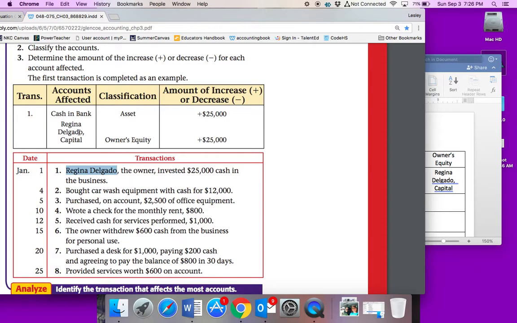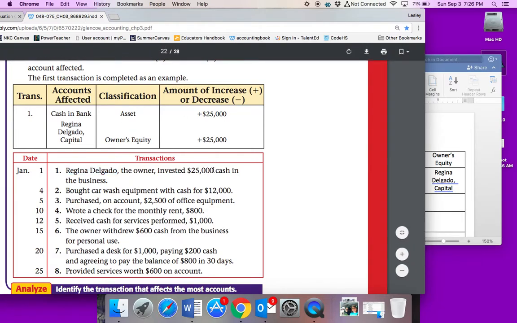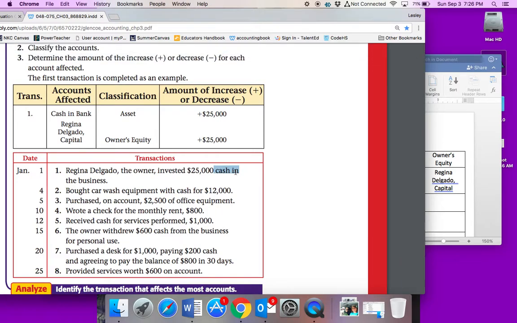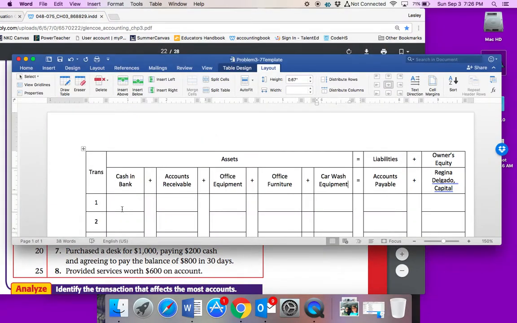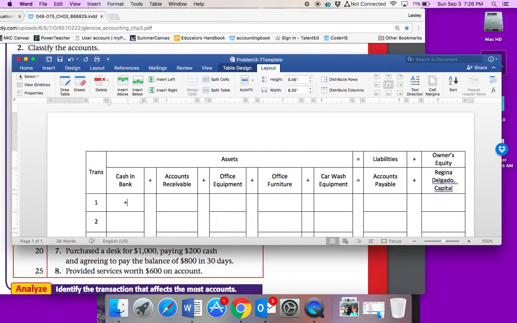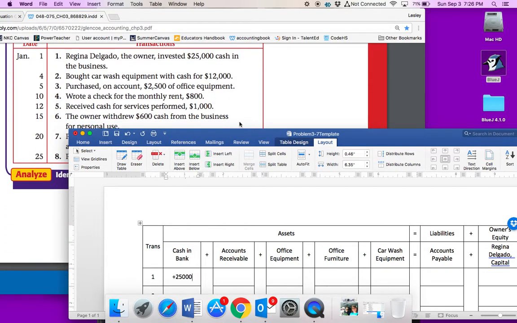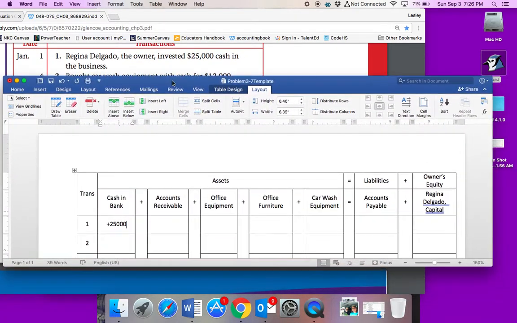You want to make sure that every time you record a transaction that it affects at least two accounts. Okay, so I'm going to go ahead and give you a hint. Anytime you're dealing with received cash, wrote a check, anything like that, you're talking automatically about cash and bank. And in this one, the money is coming in the business, so we're going to add $25,000 to cash and bank. And since the owner is the one investing it, it's automatically going to go into capital for $25,000. Okay, another increase.